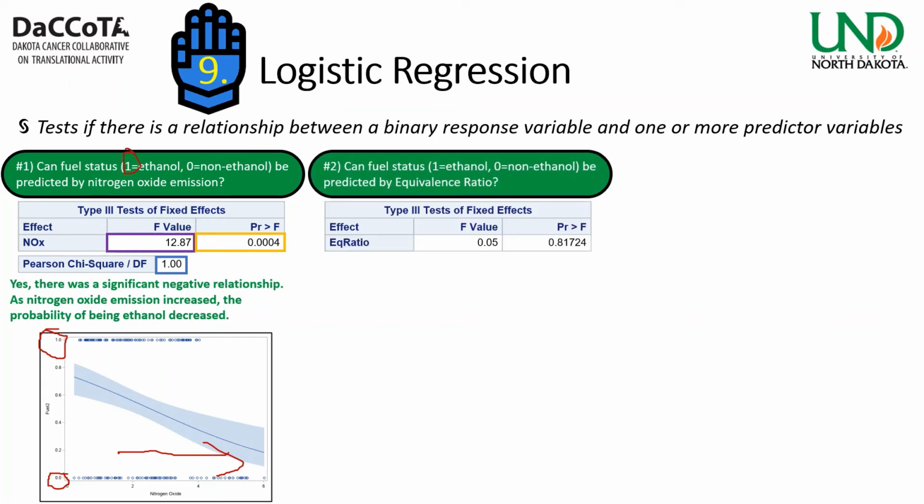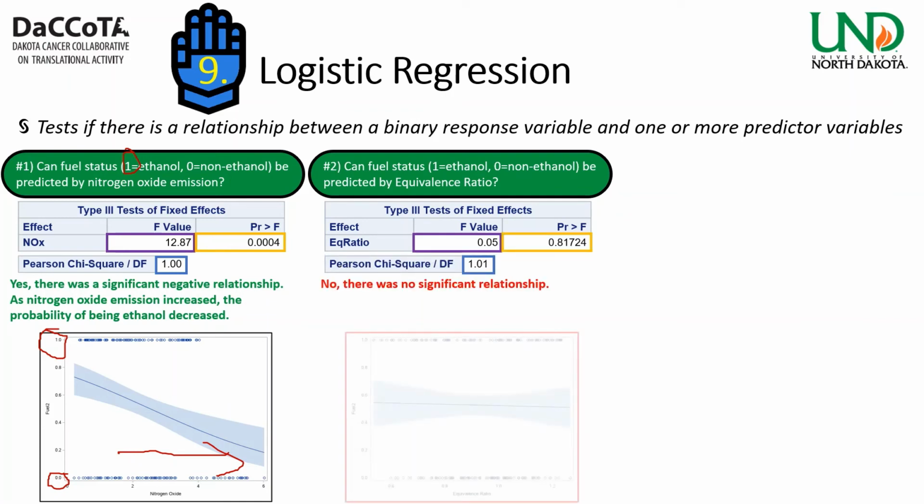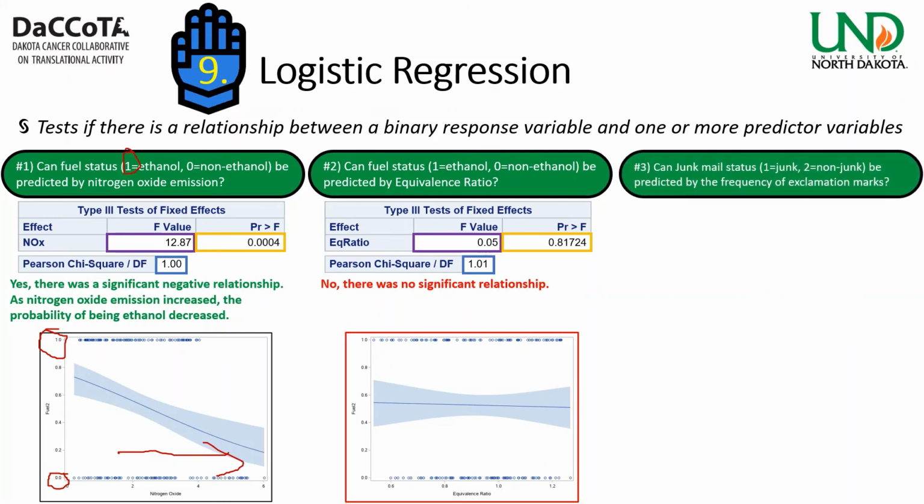Similarly, we can look at equivalence ratio, and that was not significant at all, though it did have a pretty good fit. You can see it's pretty much a flat line. There was no relationship. What about junk mail status? So 1 is the junk mail. I think this should be a 0. Predicted by the frequency of exclamation marks in the mail text.